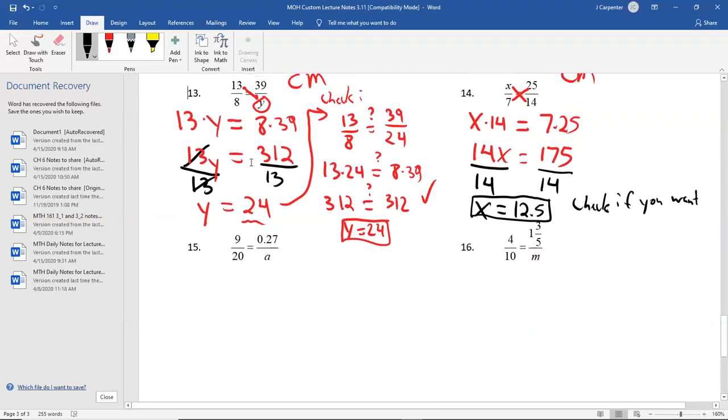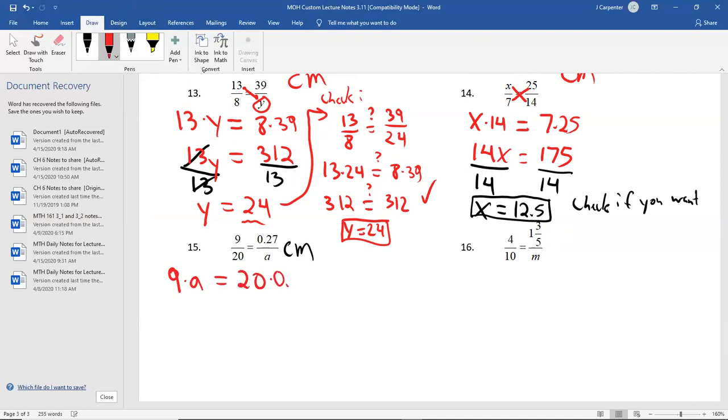Number 15. Again, cross multiply. Oh, let me switch back to red. So we take the 9 times the a, and that should be equal to the 20 times the 0.27. 9 times a is 9a. 27 times 2 is 54. And then we got 1, 2, so 5.4 should be the answer for that right side. It's because 2 decimals and then 1 that would undo at 20. It's not actually 2. Then we divide both sides by 9 to finish this.